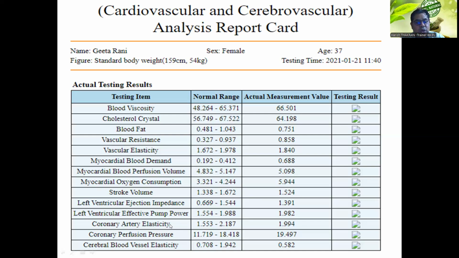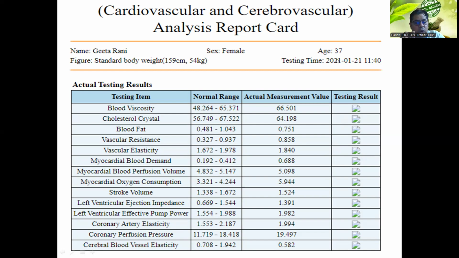The next report card is coronary perfusion pressure. What is it? It represents how much blood our coronary artery is supplying to our heart. Basically, we can say it is the amount of blood which our heart muscles receive for its functioning. If it is on normal side, heart function will be normal. If it is on lower side, that means our heart muscles will receive less amount of blood. And when our heart muscles are receiving less blood, it may lead to heart attack problem.